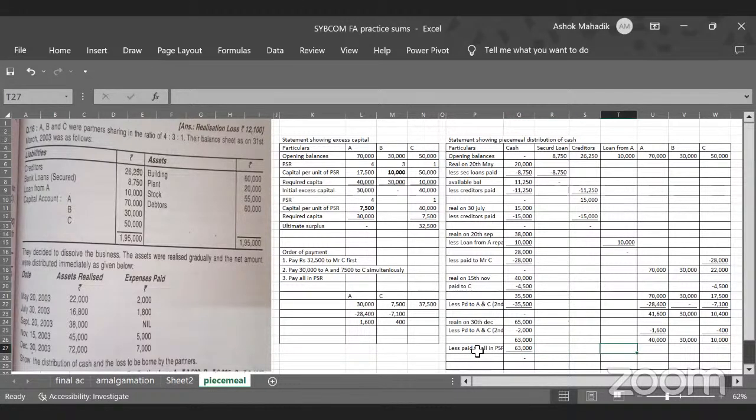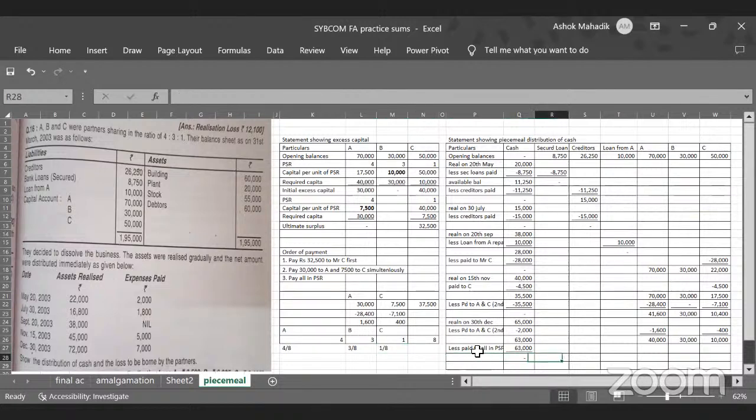Now let us distribute this amongst A, B and C in PSR. You know their ratio, 4 is to 3 is to 1. So the total is 8. How much will A get? 4 by 8, isn't it? A will get 4 by 8. How much will B get? 3 by 8. Okay, this is what we did while paying the cash in the previous stage. B will get 3 by 8 and C will get 1 by 8.